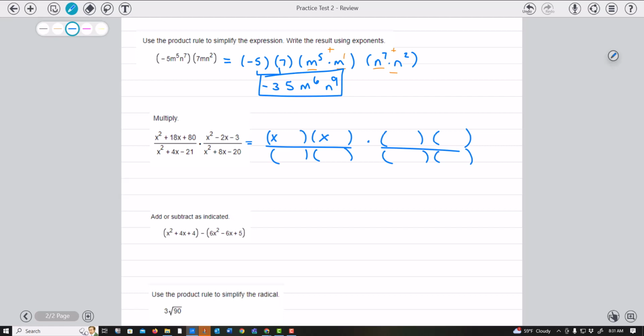I see 80 and I think of 10 times 8. Why do I think of 10 times 8? Because when I add that, I get this middle. So 10 and 8 plus, everything's positive. Now these get a little bit harder because of the signs.